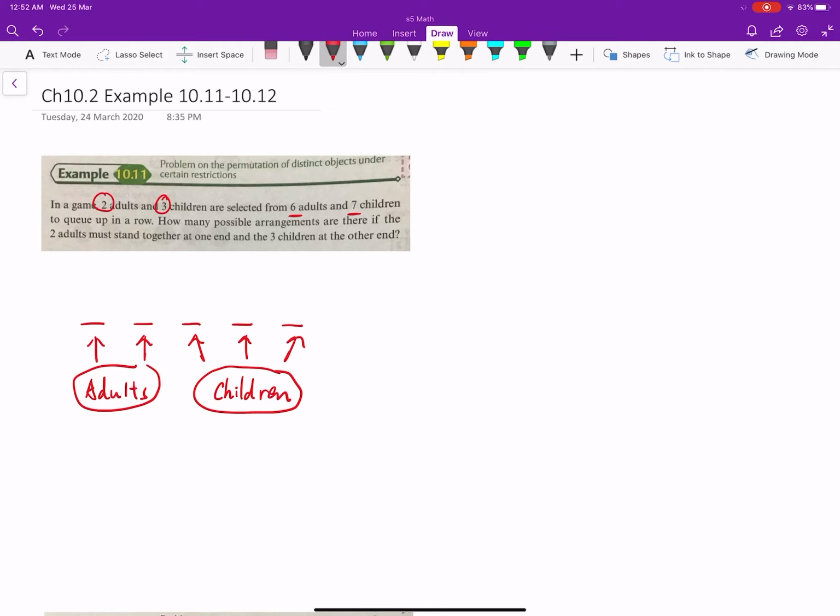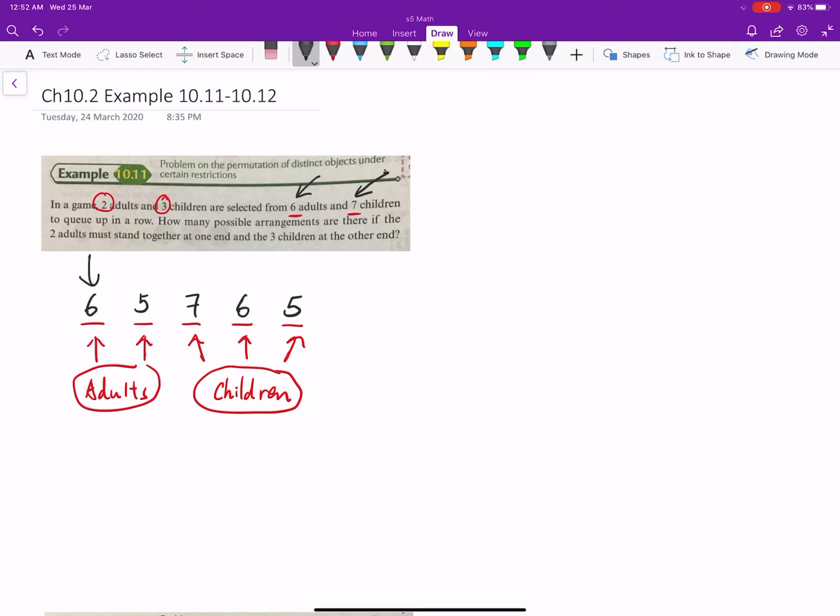So now, what will be this space? How many choices? We have a total of 6 adults, right? So here will be 6 choices. And then after 1 is picked, we have 5. So here, for the children, we have 7 children. So we have 7, and then 6, and then 5. So if you multiply them together, then you have the total arrangement, right?